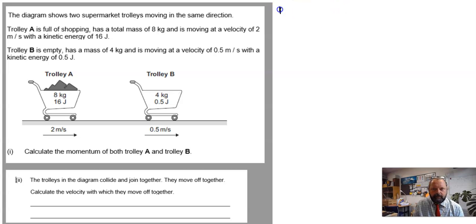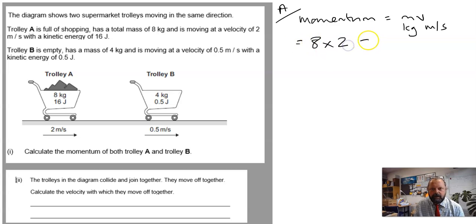Trolley A, remembering that momentum is mass times velocity, that mass is the kilograms, velocity is the meters per second. Trolley A's mass is 8, its velocity is 2, its momentum is 16 kilogram meters per second. Let's do the same for trolley B.